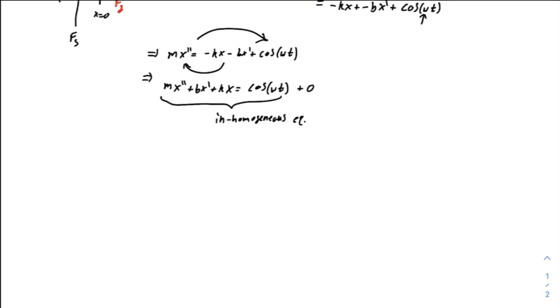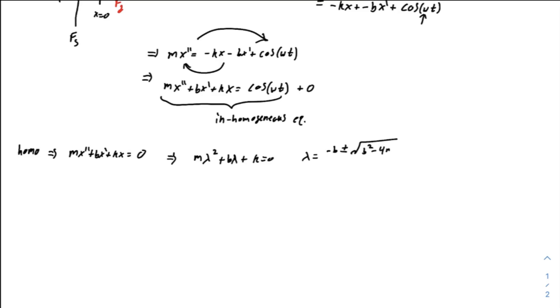So the first thing I do is solve the homogeneous equation. So the homogeneous equation goes to mx double prime plus bx prime plus kx is equal to 0. Okay? We went over how to solve this, remember? So we just do the characteristic equation, which is m lambda squared plus b lambda plus k is equal to 0. This is a quadratic equation, so we can solve for lambda. So lambda equals negative b plus or minus square root b squared minus 4 times a, which is m, times c, which is k, all over 2 times m.